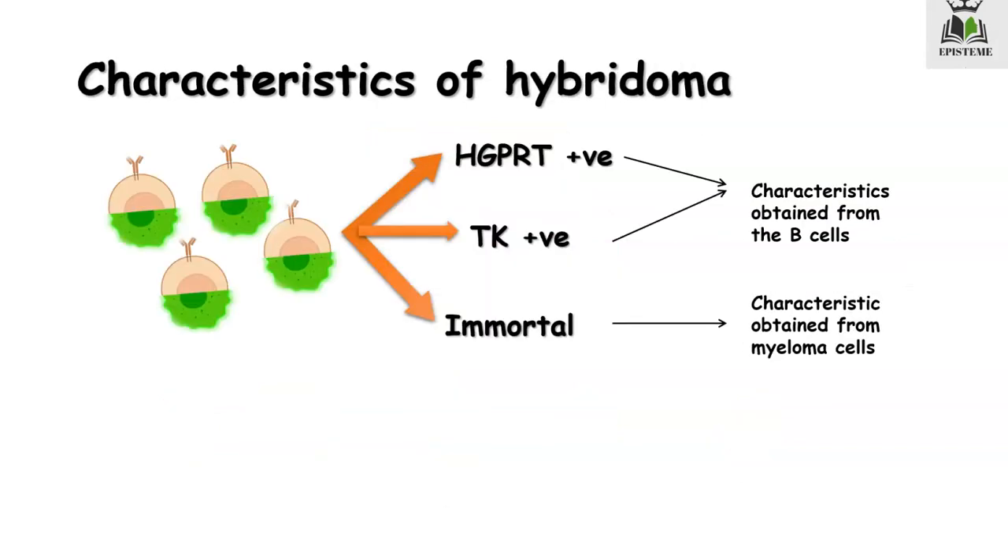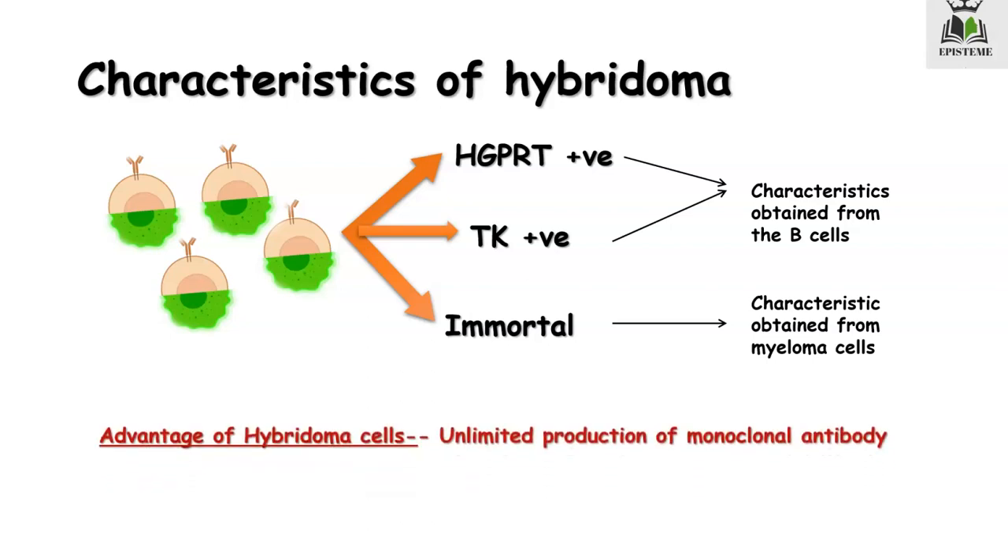These hybridoma cells, as I mentioned, are HGPRT positive, TK positive, which are attained from the B cells, and they are immortal in nature, and this characteristic is attained from the myeloma cells. The advantage of the hybridoma cells is that there is unlimited production of monoclonal antibodies.